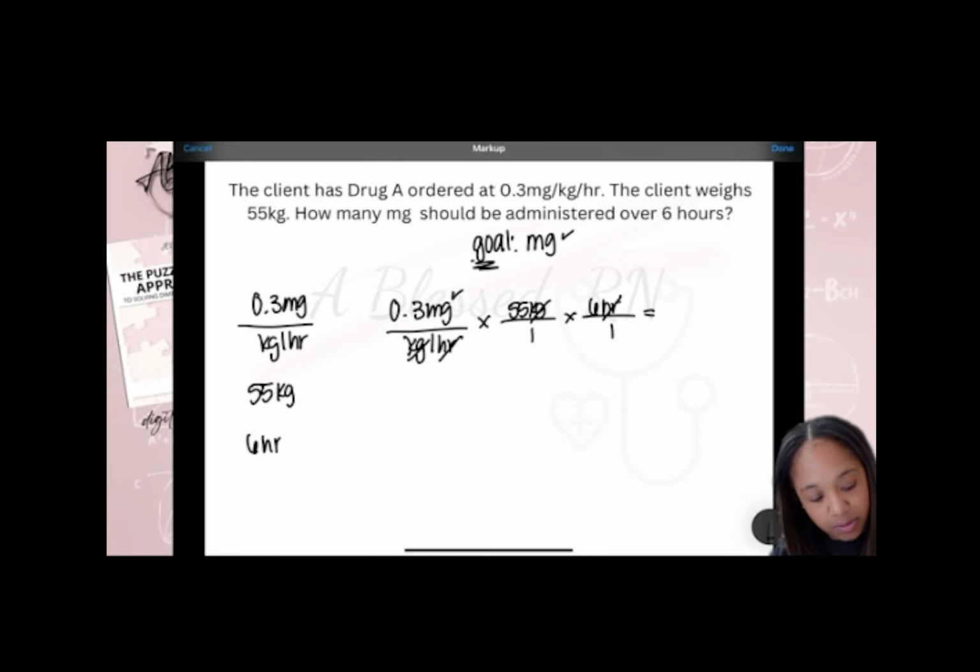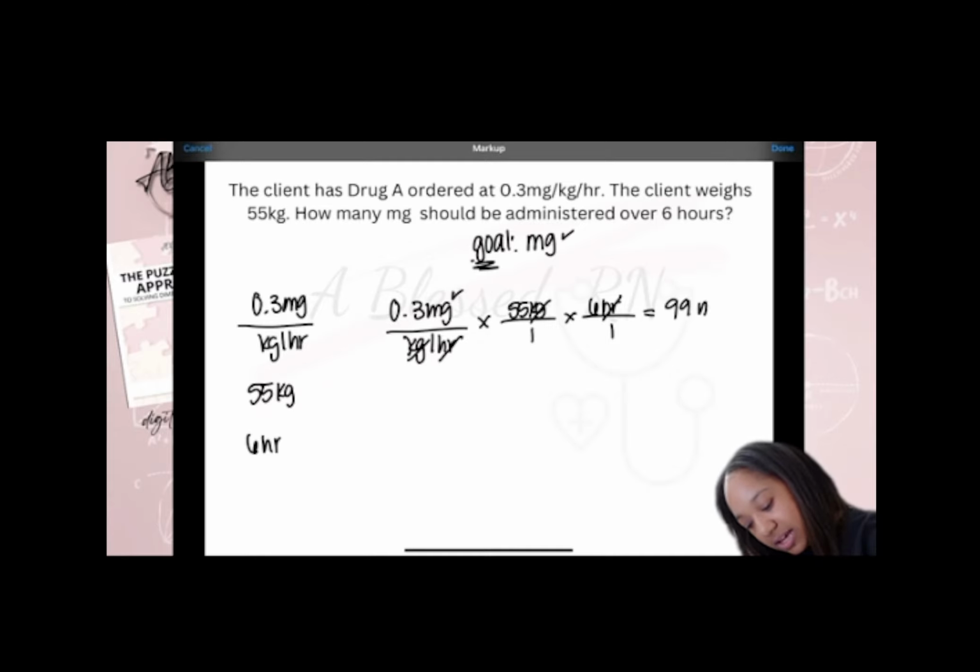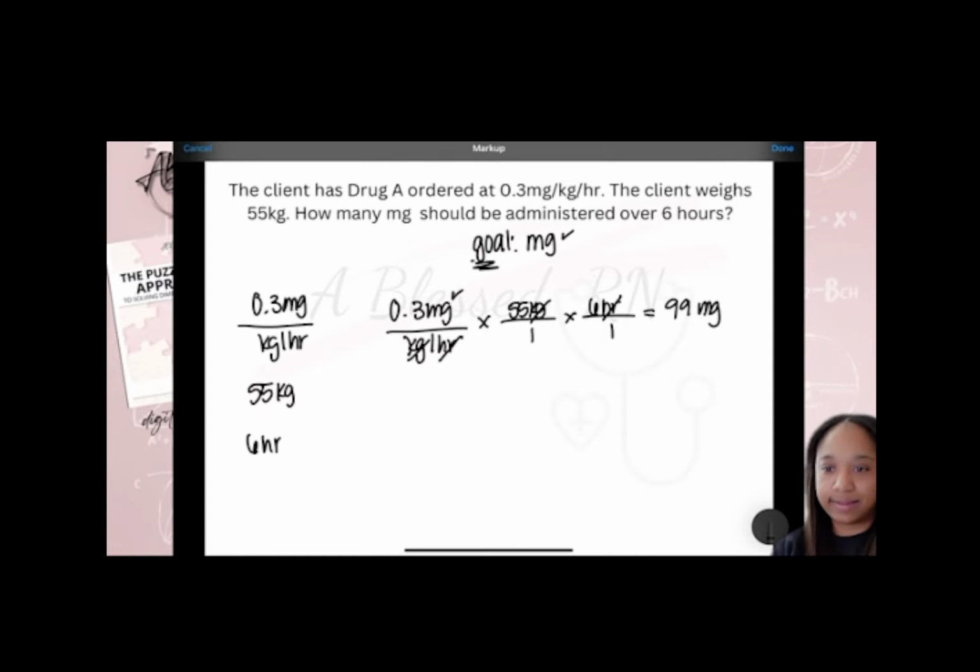So that is the puzzle being completed. Okay? So 0.3 times 55 times 6. It's going to be 99 milligrams. Exactly. 99 milligrams. So you see, you just put the puzzle pieces where this tells you to put it. If you know that you've got kg and hour at the bottom, it's not a part of the goal. It has to be canceled out. So therefore, you just place it where it needs to be. So it's putting together a puzzle, okay? Then you do your math at the end.